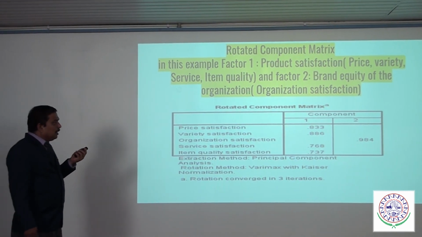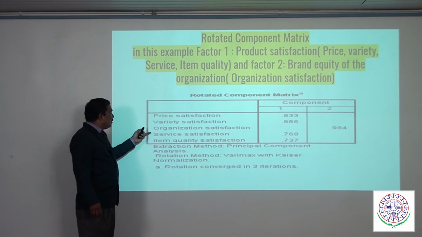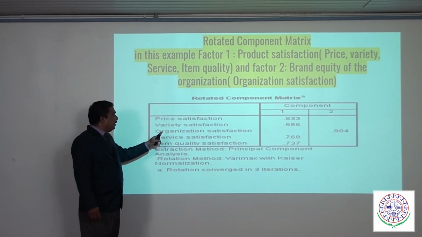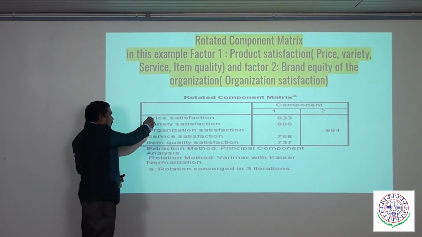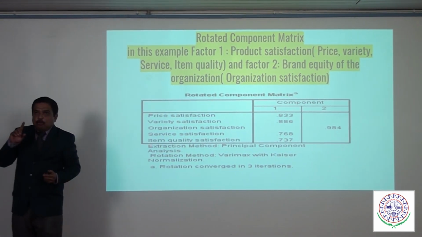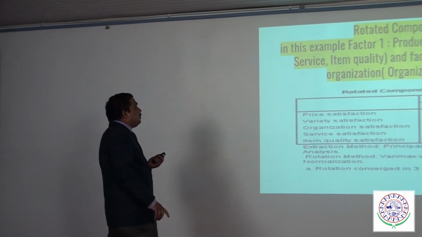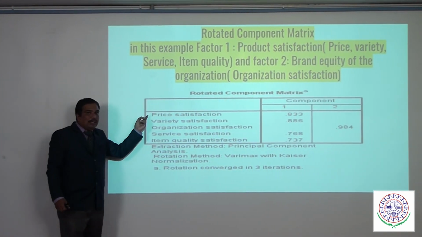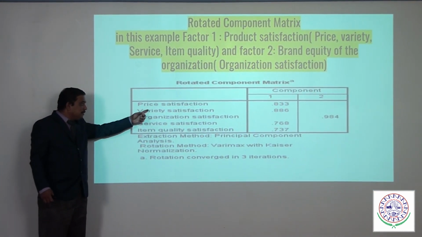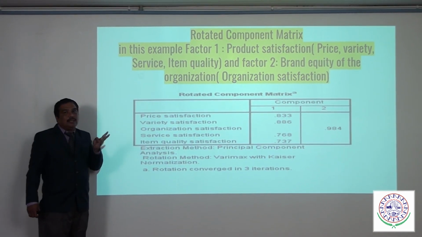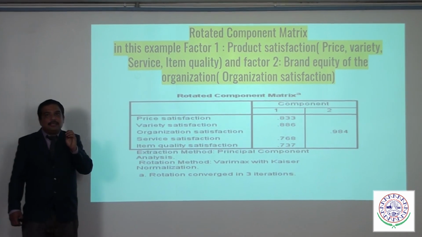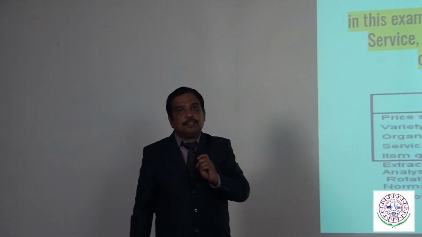If I look at the rotated component matrix, price, variety, service and item are all in the one factor. I can omit the organization satisfaction. These are all related to the product. That means I can make one variable. If the product satisfaction is higher among the consumers, customer relationship will be better. So I have created one factor out of the 4 variables: price, variety, services and item quality. All these pertain to the product. If the product satisfaction is higher, customer relationship management is better, and customer satisfaction will be ultimate. This is how I can reduce the data using factor analysis, one of the techniques of machine learning.